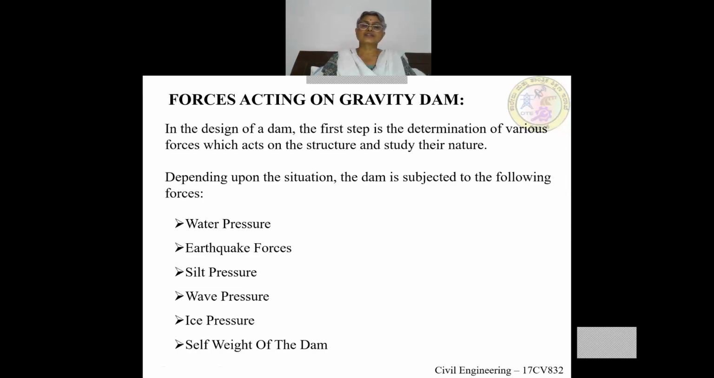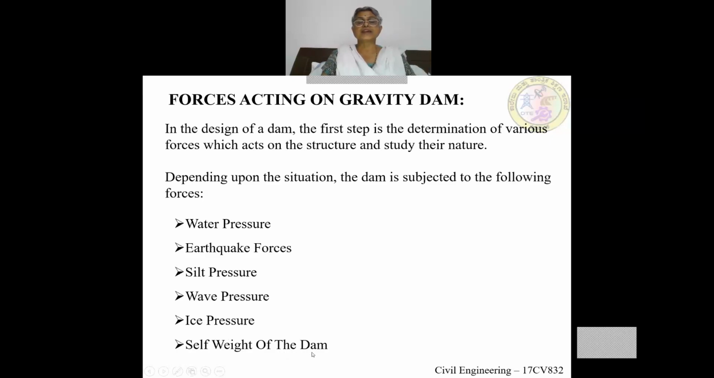So all those details we will see later on. And the ice pressure: in cold countries, there will be ice on the surface of the water, which will melt due to temperature changes, and during melting it expands and it will cause pressure on the upstream face of the dam. And self weight of the dam, this is very important, which will be acting downwards.